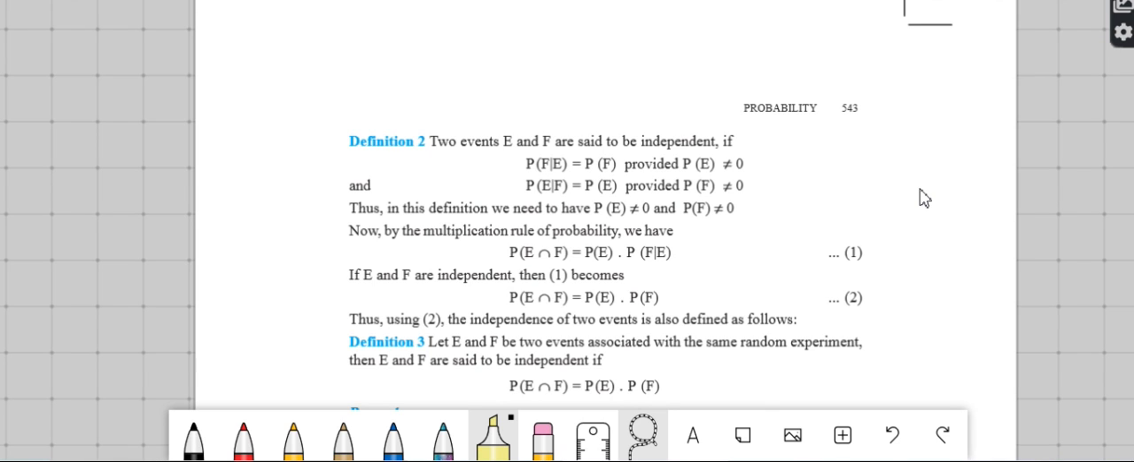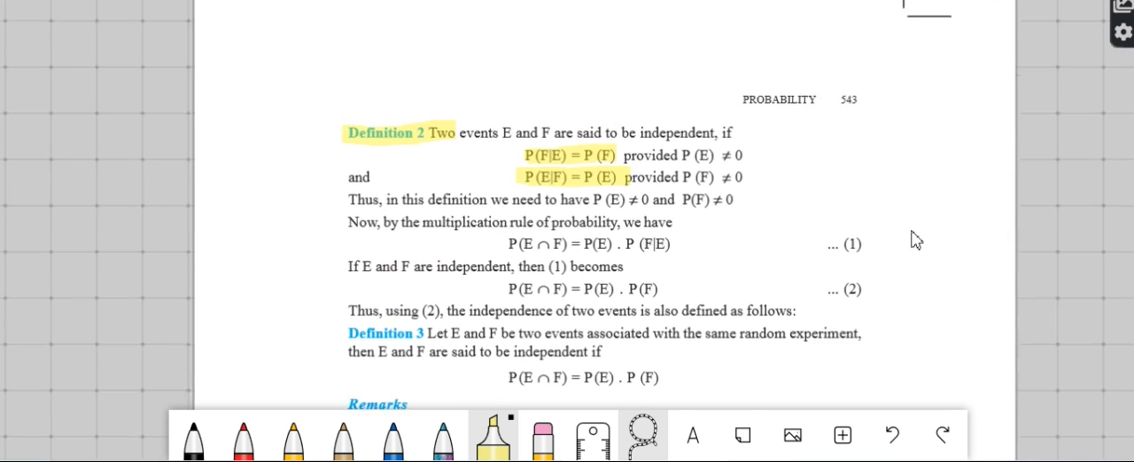Now here is definition number 2. What do you understand by independent events? Then straight away P of F given E is equal to P of F, and P of E given F is equal to P of E. So this formula you must remember. Remember here E and F are independent events.